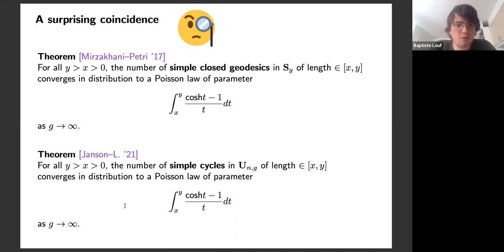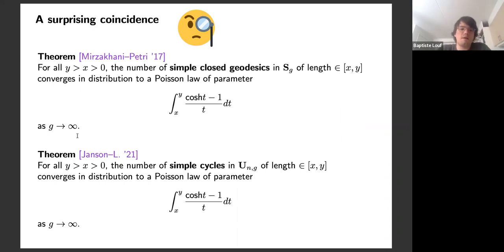So five years ago or so, a bit more maybe, Mirzakhani and Petri worked together and counted the number of simple closed geodesics. That's the right notion of curves in hyperbolic surfaces. You take your random hyperbolic surface SG, and you can count the number of these curves of length in a given interval. This is a random variable, of course, because the surface itself is random. And they have shown that it converges in distribution to a Poisson law of a certain parameter that you can see here, an integral of a hyperbolic cosine, as the genus goes to infinity.